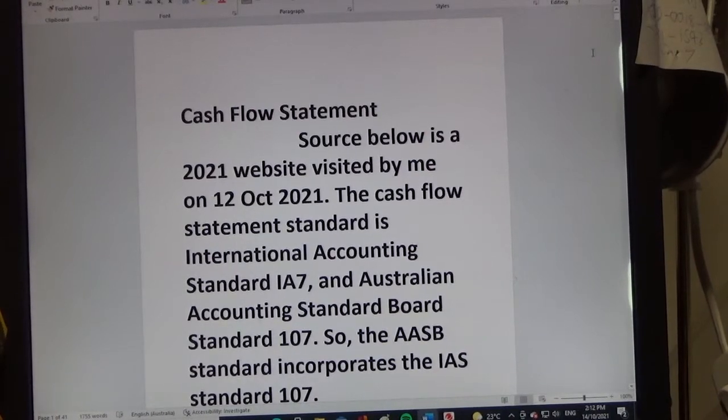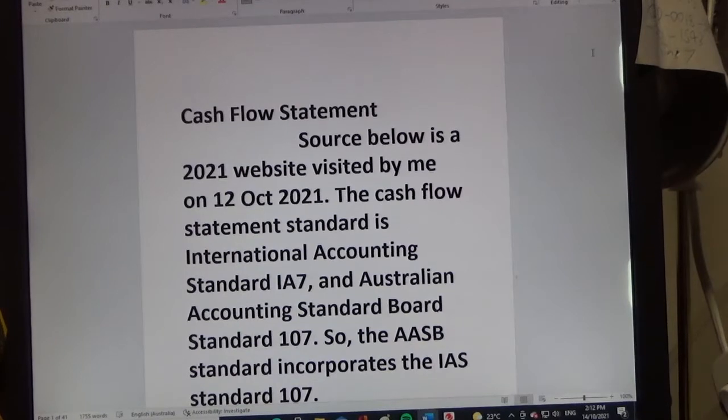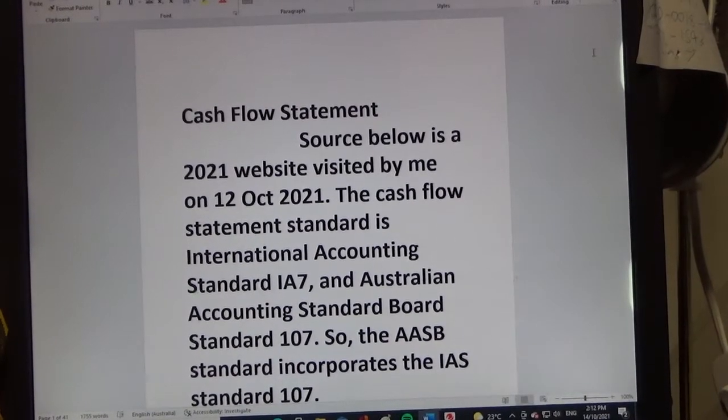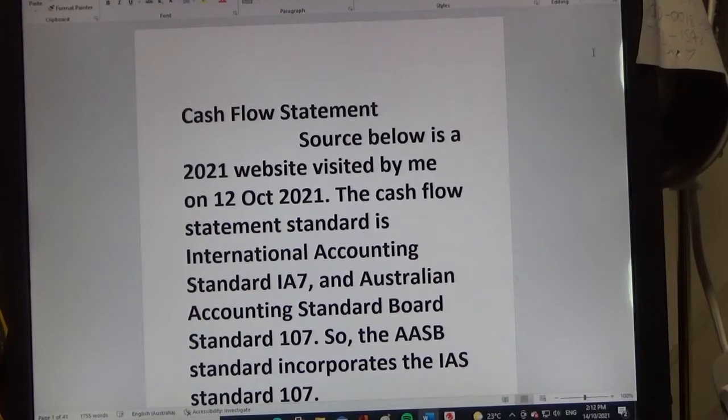So, cash flow statements, an oversimplification would be the cash receipts and cash payments of a company. In fact, that's the way it's taught in business studies in year 11 and 12 in secondary school. But that's a bit of an oversimplification.